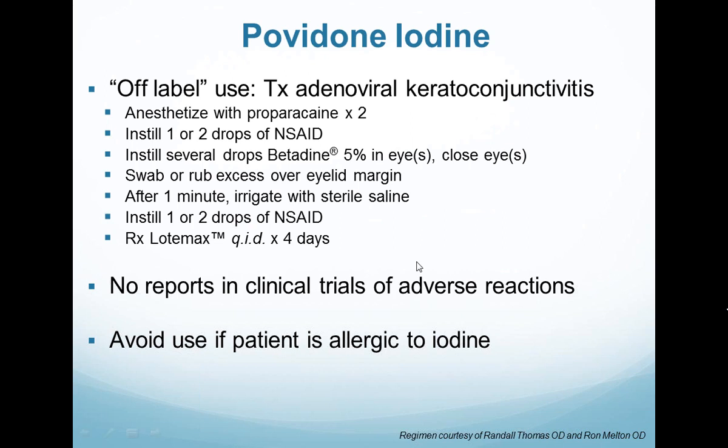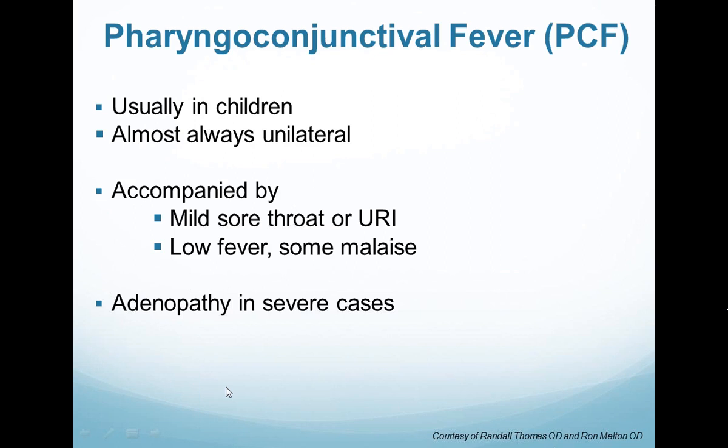Here's the povidone iodine, off-label, but it is used to rinse out an eye. Essentially, anesthetize with proparacaine twice, instill an NSAID, put the drops in, have them roll their eyes around with the eyes closed. Then after a minute, I irrigate it out, and then they get NSAIDs and steroids again. I keep them on the steroids and the NSAIDs for 2 weeks. And with that, there are no reports of clinical trials or adverse reactions that occurred in any of the trials. It's just avoided in someone who could have iodine allergy. And I have to give credit to Melton and Thomas for this slide. They talk a lot about this, and it does work. I will give them credit. It really does wipe it out. Zyrgan, I think, is a nicer, friendlier approach that also works really well.